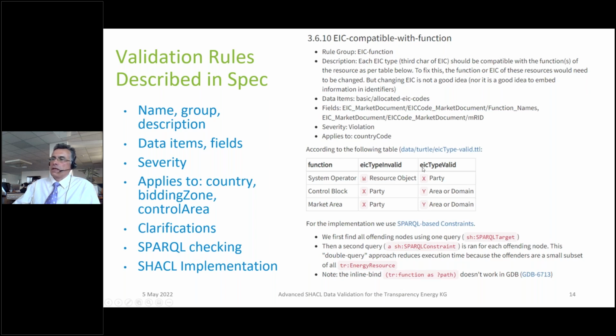Out of the text of the specification, we extract this part and capture it semantically to feed into the validation mechanism and the UI. And we have further clarifications in the spec about where this rule came from and so on and so forth. And also later on comes the implementation. I'll show you some SHACL implementations.